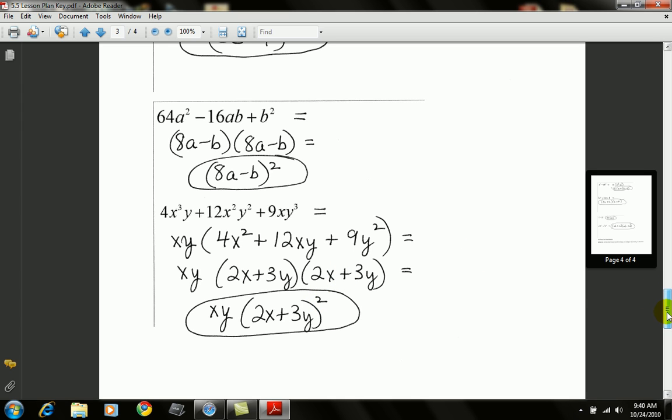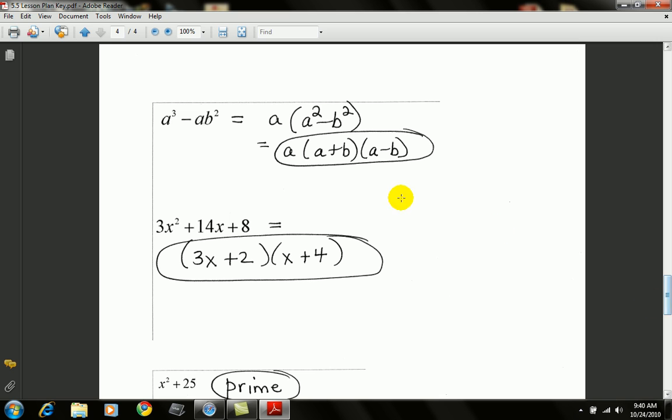All right. a cubed minus ab squared is an expression. Our first step is to take out the a, which is the GCF. Inside the parens, it leaves me with a squared minus b squared. But notice this is the difference of two perfect squares, a plus b times a minus b. So that's the completion to that example.